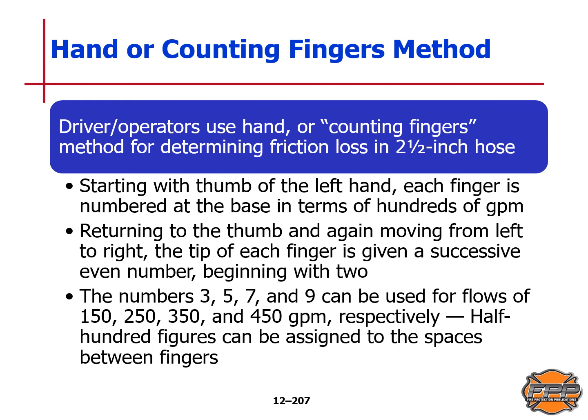So if you move along the base of the fingers, those are whole numbers of gallons per minute. The fingertips are single digits, successive even numbers beginning with 2 on your thumb, and then the numbers 3, 5, 7, and 9 can be used for flows of 150, 250, 350, and 450, half hundred figures, and those can be assigned between the fingers.